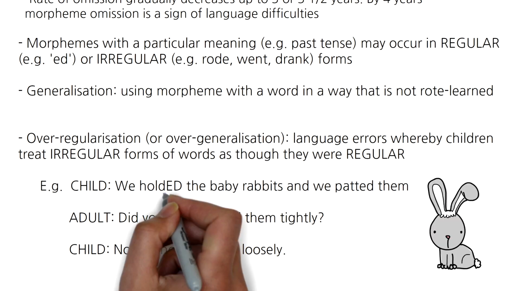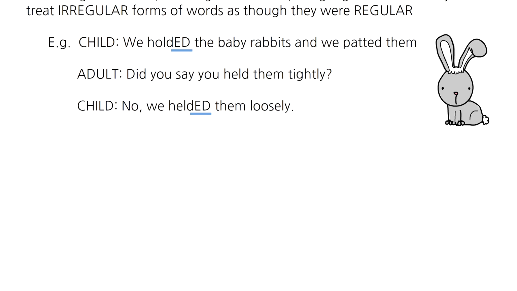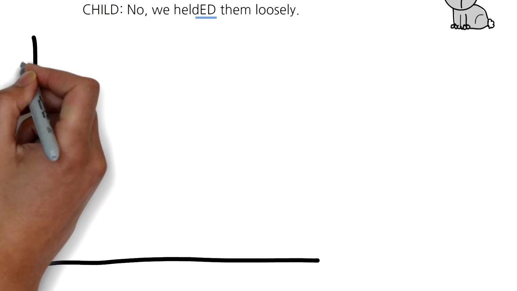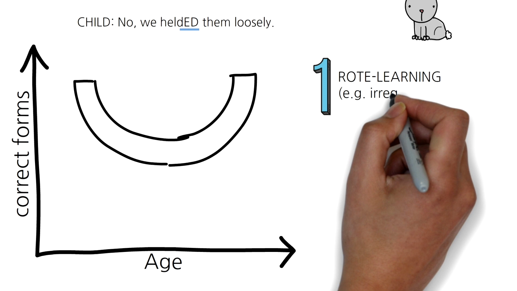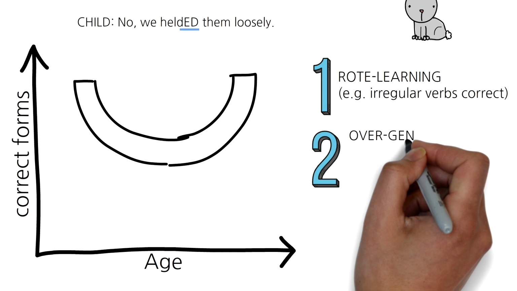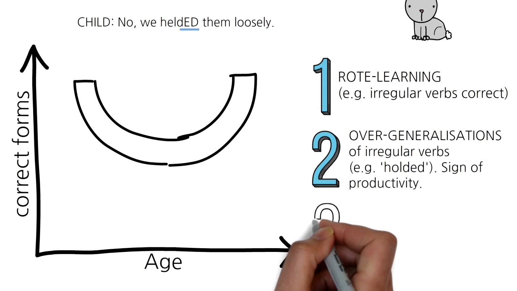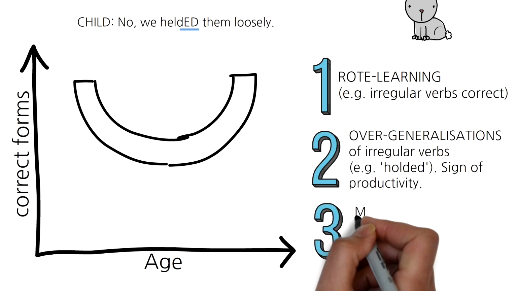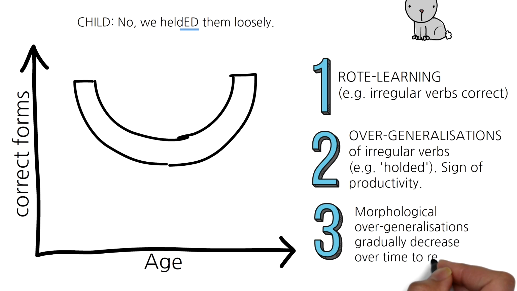An example of this would be a child saying, "we holded the baby rabbits and we patted them." We can also see this with morphological overgeneralizations and U-shaped development. It is broken down into 3 aspects. Firstly, rote learning, so for example irregular verbs correct: held, went, wrote, swam. And later overgeneralizations of irregular verbs, so for example holded, goed, writed, swimmed, signs of productivity. And thirdly, morphological overgeneralizations gradually decrease over time to reach adult-like levels.